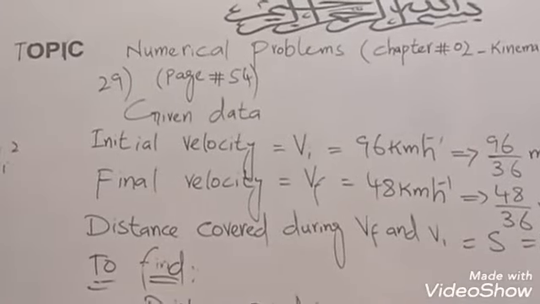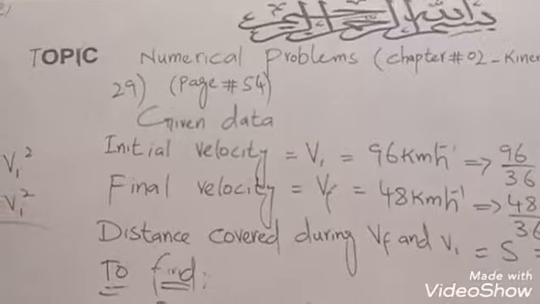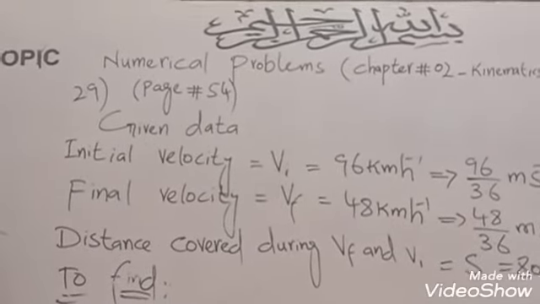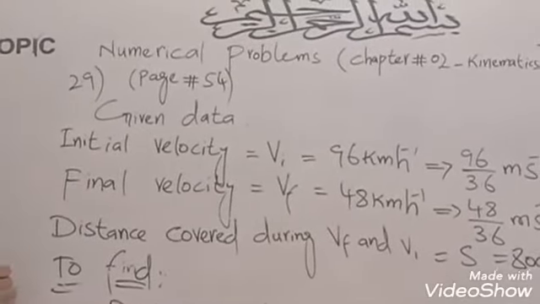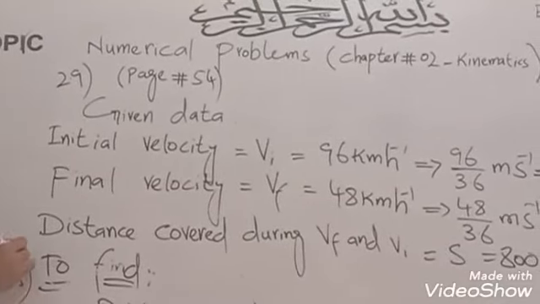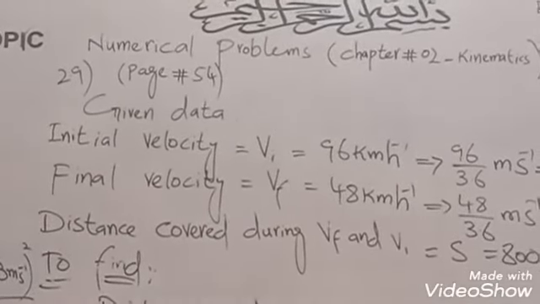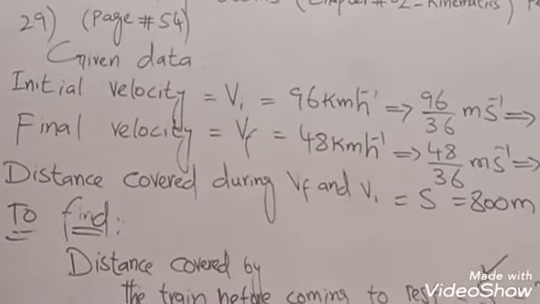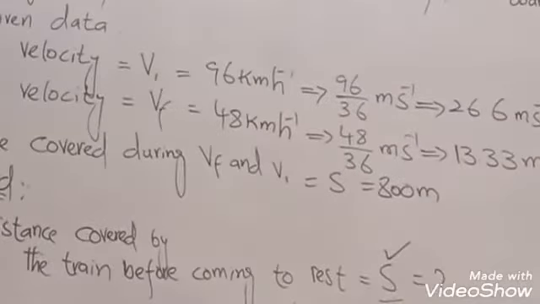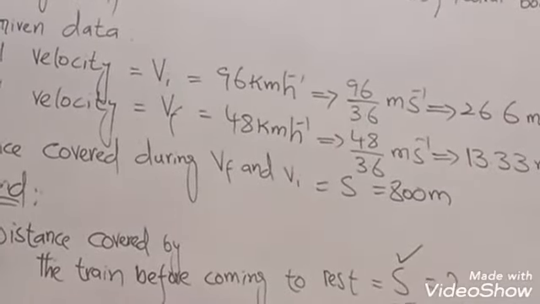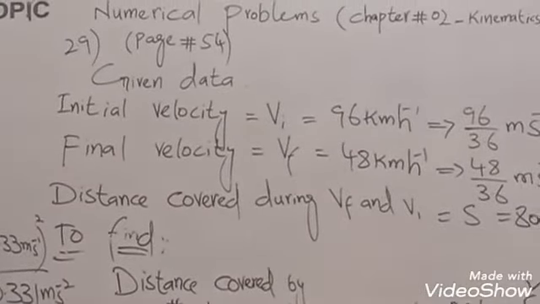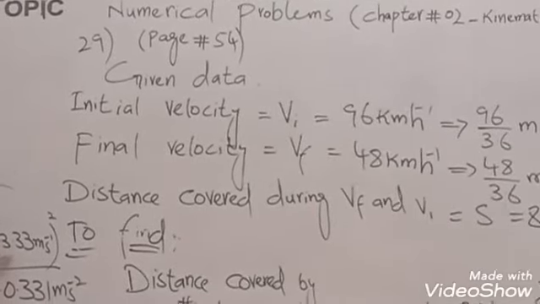S will be equals to Vf square minus Vi square divided by 2a. What is the final velocity? 0 meter per second minus initial velocity, that will be 13.33 meter per second whole square divided by 2 multiplied by acceleration. We already calculated acceleration, which is minus 0.331 meter per second square. This will become 13.33 square of 13.33.